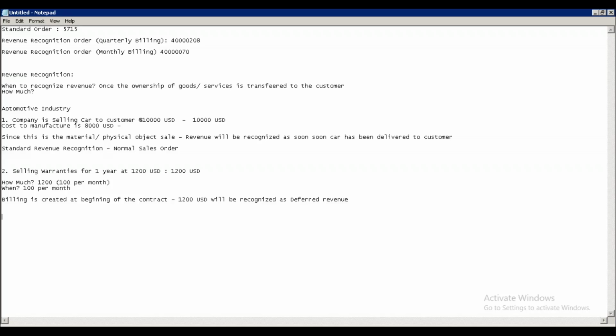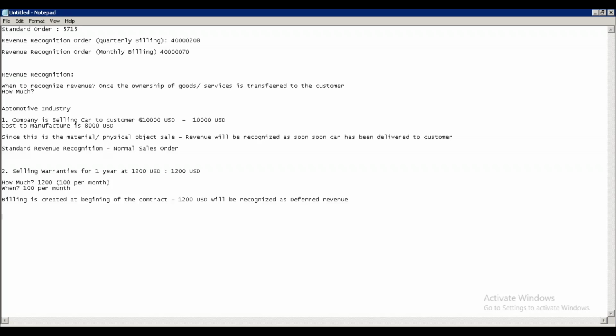Sorry, can you come again? Yeah, sorry. So my question is, you have raised the bill at the beginning of the contract, and the customer has paid the money within 1 month, and you're not going to return this money at any cost. So why can't you recognize the revenue immediately?